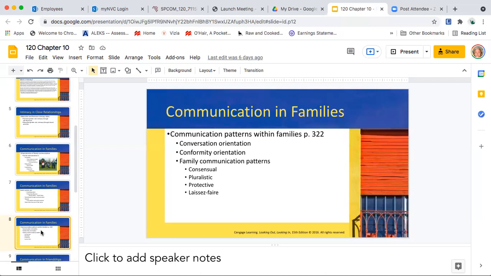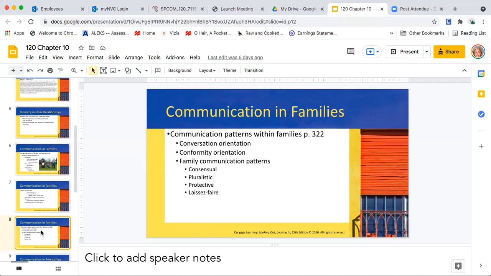It says what families talk about is common and unsurprising: reports on activities, logistics, shared events, and so on. But how families communicate can vary significantly in two ways: modes of conversation and levels of conformity. So conversation orientation relates to how open families are to discussing a range of topics, okay?